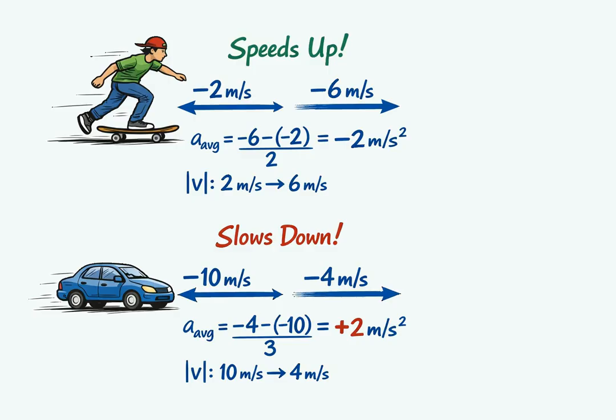Conversely, a car moving left, negative velocity, can brake and change from negative 10 meters per second to negative 4 meters per second in 3 seconds. a_avg equals negative 4 minus negative 10 over 3 equals plus 2 meters per second squared. Acceleration is positive while the car slows down because the velocity becomes less negative, moves towards zero. Survey makes this same point when warning against treating negative acceleration as identical to deceleration. Survey, Chapter 2, discussion of braking.